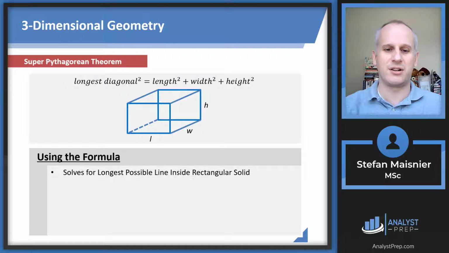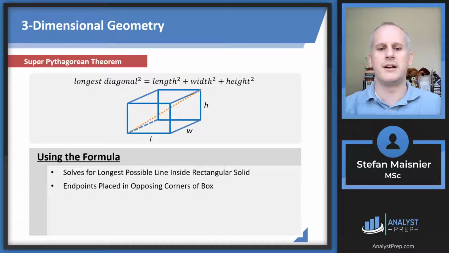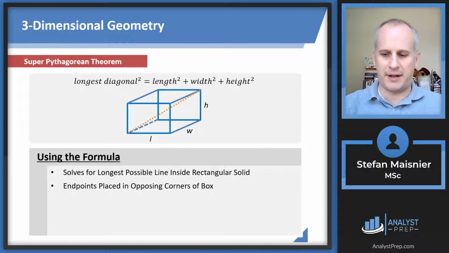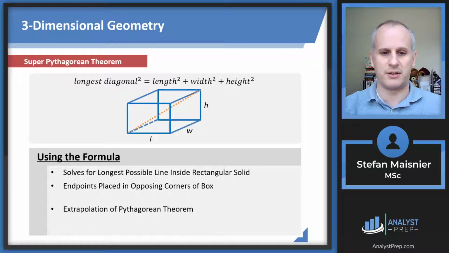So first, it's going to solve for the longest possible line inside any rectangular solid. And the endpoints, as illustrated by the orange line there, are placed in opposing corners of the box. Now, to get to that longest diagonal squared being equal to length squared plus width squared plus height squared, we're basically just doing two steps with the Pythagorean theorem.